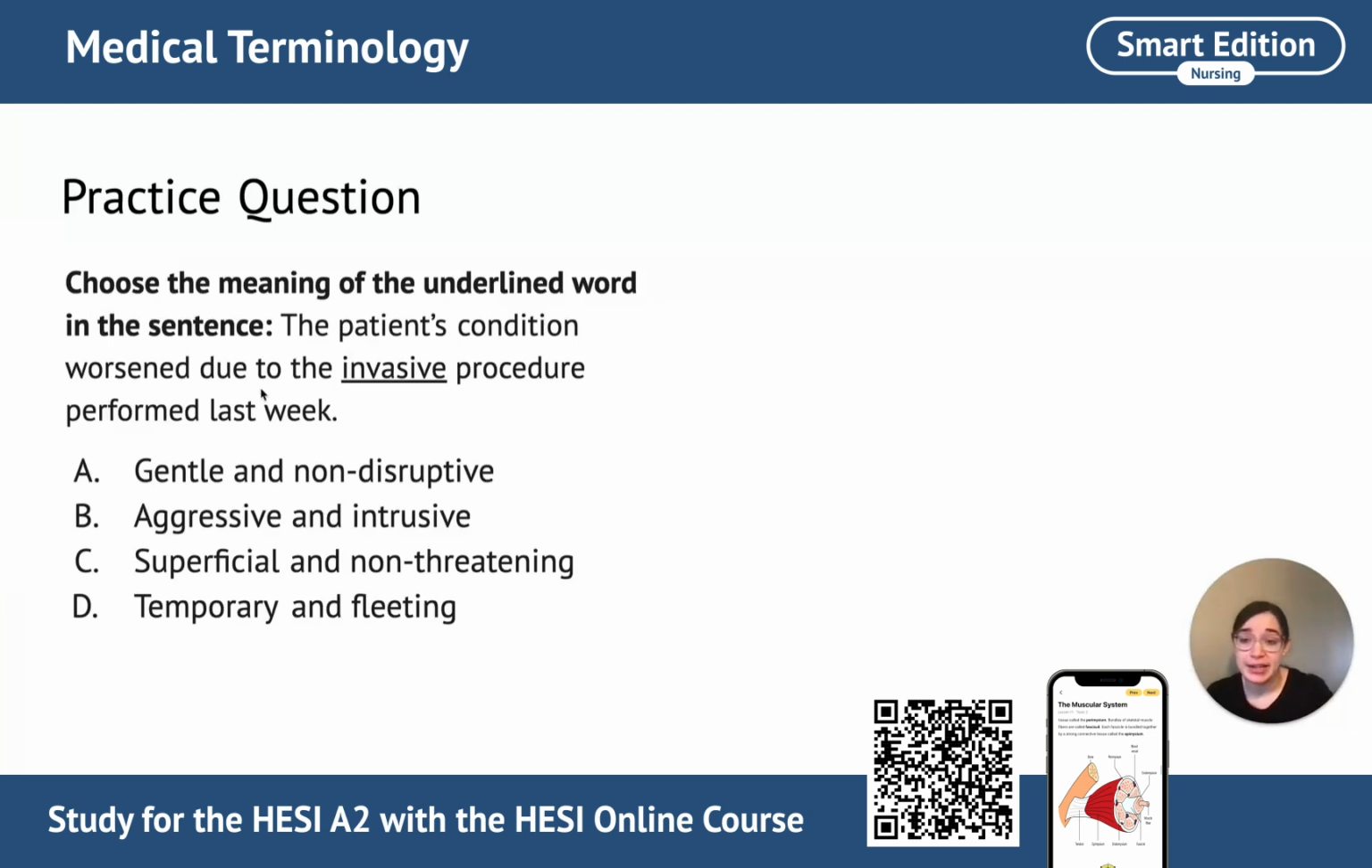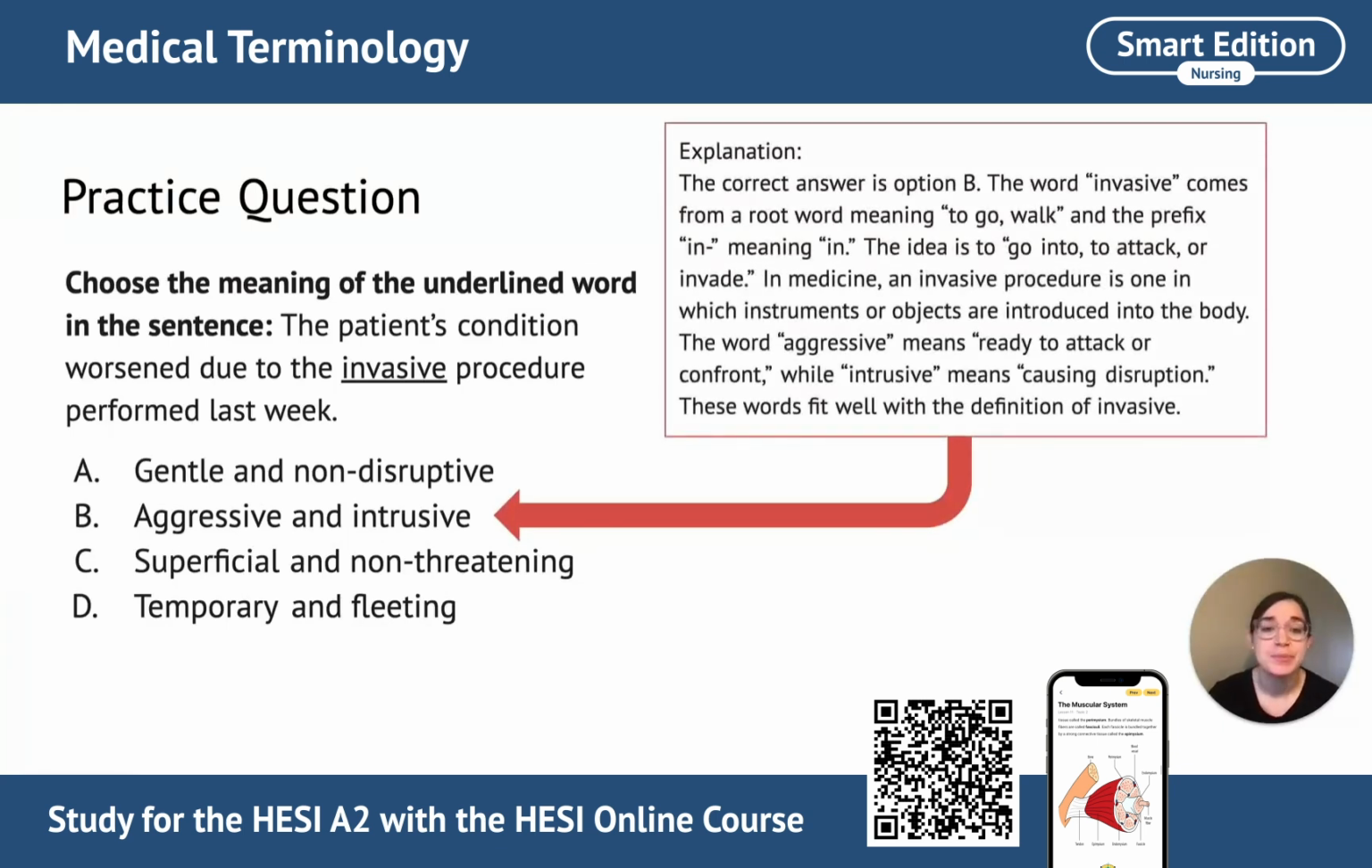The key word here is that the patient's condition worsened, right? It got worse. There's a problem that needs to be addressed. So with that in mind, let's go back to our answer options here. And really the best answer option is option B. That's going to be our correct answer here. So let's break down the word invasive to confirm that we got the right answer. The word invasive comes from a root that means to go or walk, and the prefix in means in. So putting those together, the idea of the word invasive is to go into, to attack or invade.